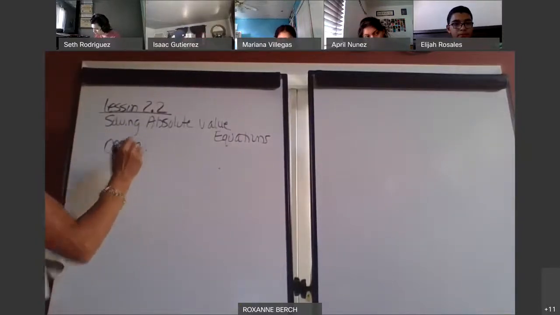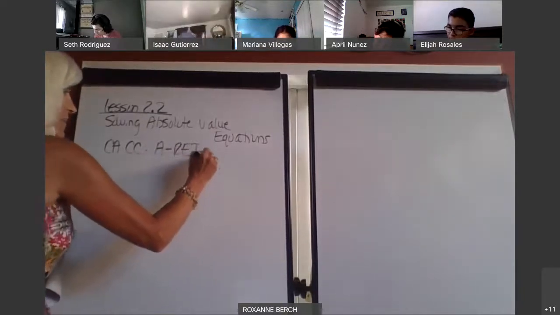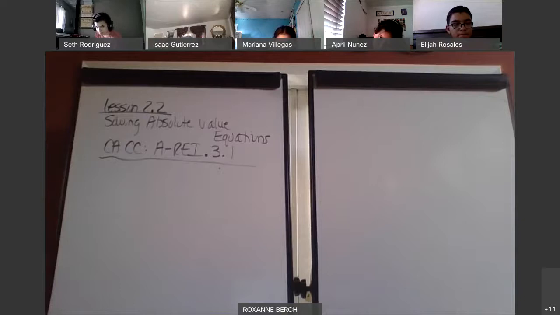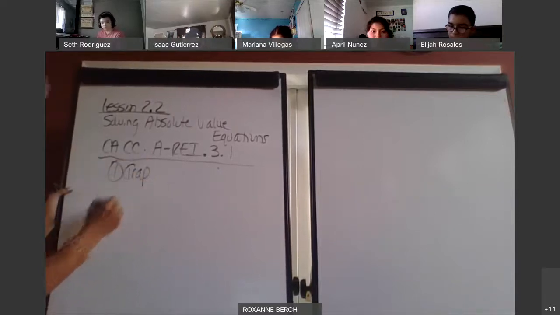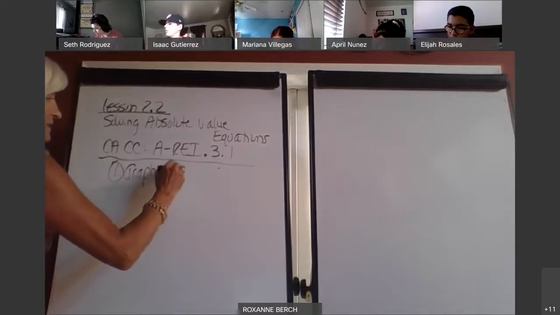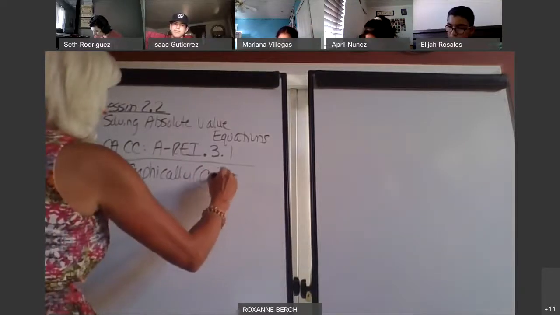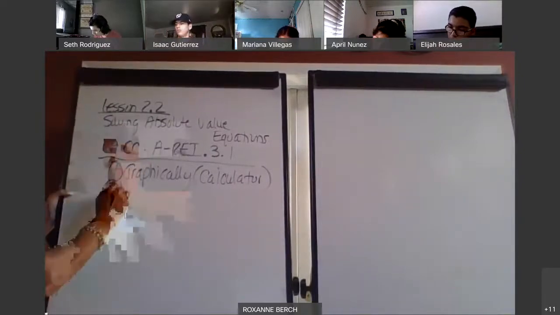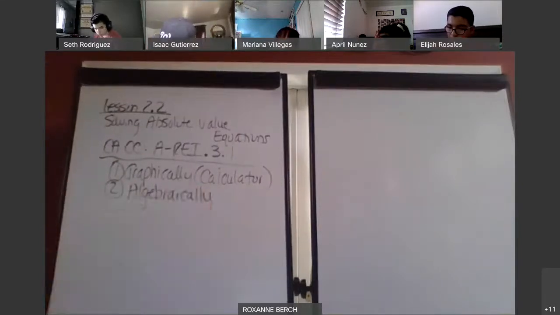Okay, this is California Common Core A-REI.3.1. And I'm going to show you how to solve these two different ways. We're going to solve them using a graphical approach, which has nothing to do with math. We're going to be using the calculator. And absolute value equations, having to do with math.